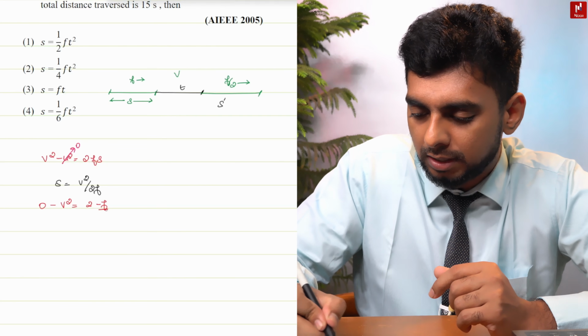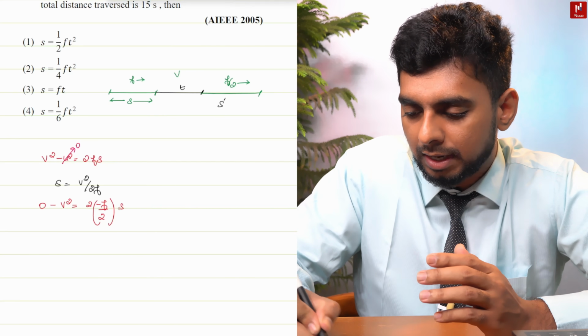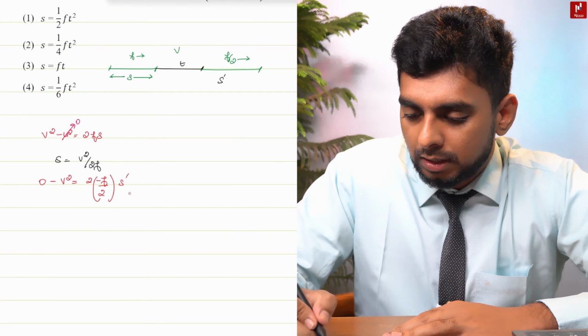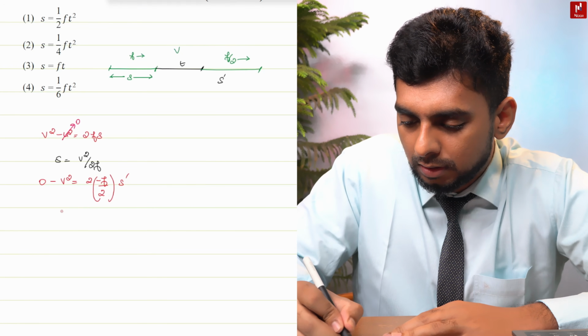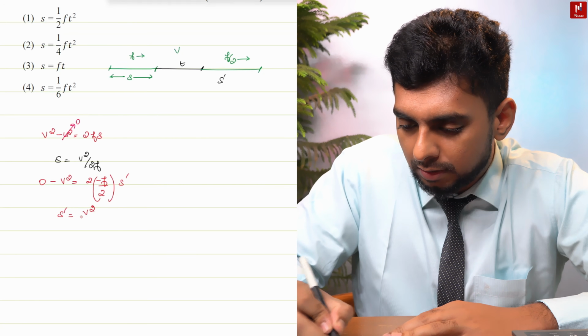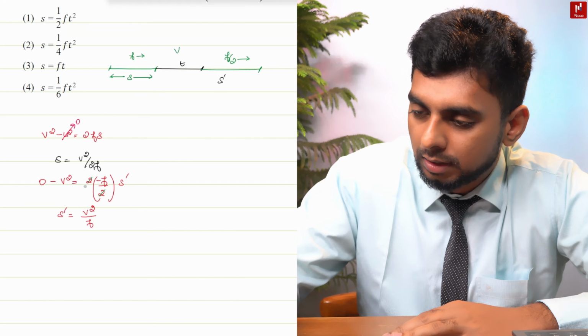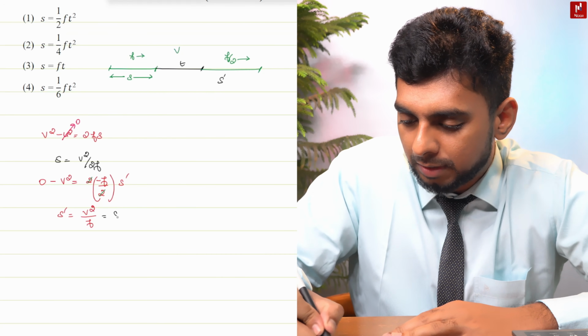The logic has to be clear. Negative of f divided by 2, and then you would have the s dash. This is something that I need to get, isn't it? Yeah, so s dash is going to be v square divided by f, isn't it? These two will get cancelled out, therefore s dash is going to be v square divided by f. So that is nothing but s.